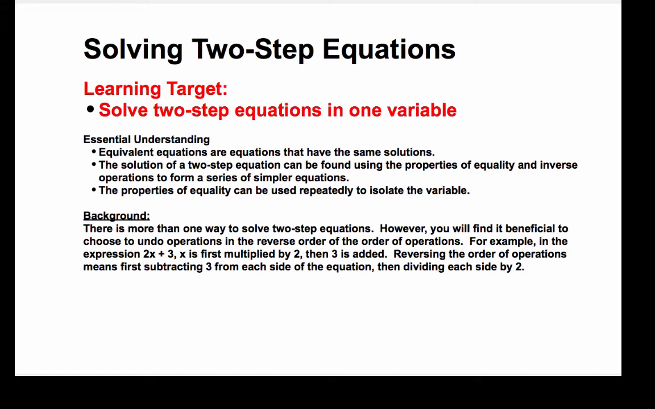Background information: there's more than one way to solve two-step equations. However, you will find it beneficial to choose to undo operations in the reverse order of the order of operations. For example, in the expression 2x plus 3, x is first multiplied by 2, then 3 is added. Reversing the order of operations means first subtracting 3 from each side of the equation, then dividing by 2.